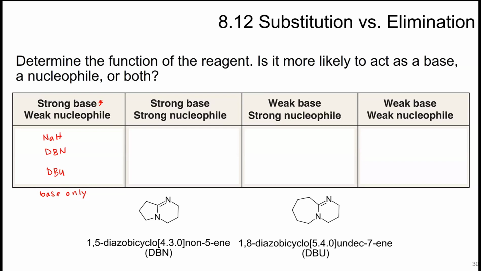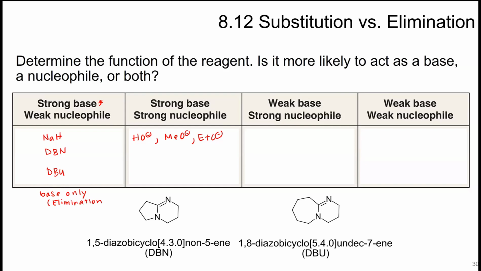So that means that if you want to do an elimination reaction, you want to use a base only. So these are for elimination. These don't act well as nucleophiles. They're only good for abstracting protons or acting as a base. This category over here are things that are strong bases, but can also be strong nucleophiles. So OH minus, MeO minus, and EtO minus. These are strong bases and strong nucleophiles. They can be used for elimination or for substitution reactions.